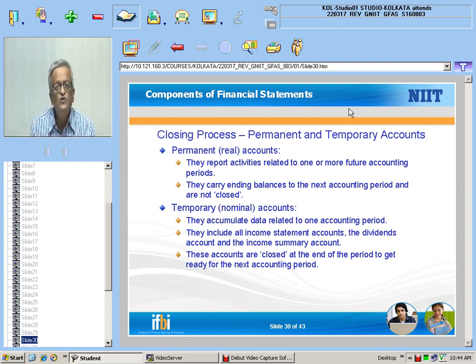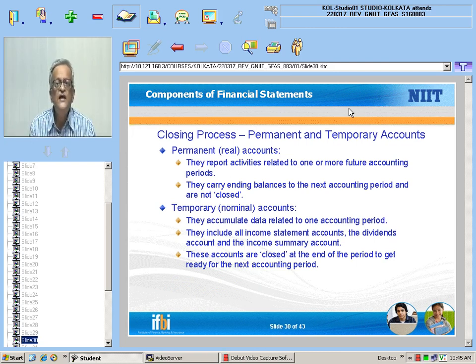Next, temporary accounts. Temporary accounts are also called nominal accounts. These relate to revenue and expenses. So they accumulate data related to one accounting period. For example, the profit and loss statement will relate to items of revenue and expenses for one accounting period, 1st of April to 31st of March. So they accumulate data related to one accounting period.